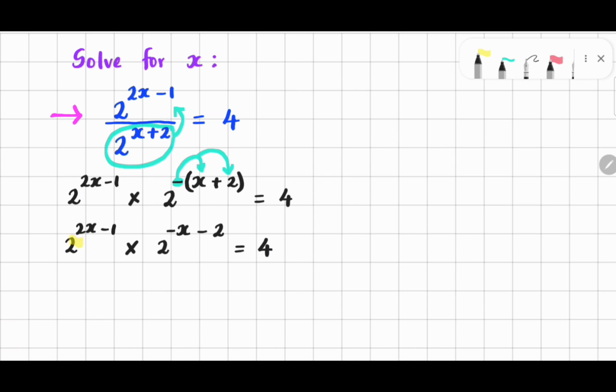At this moment, the bases are same, so we can apply the product rule which says write the base and add the powers. By doing so, we get 2 to the power 2x minus 1 minus x minus 2, which equals 4.